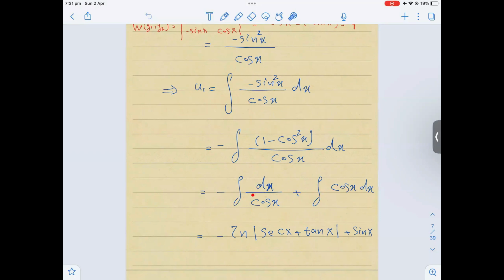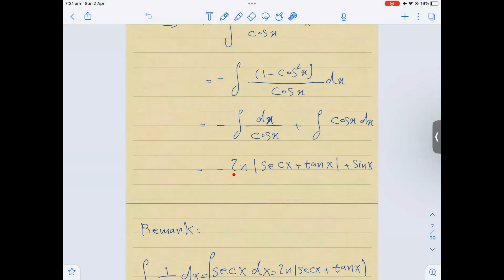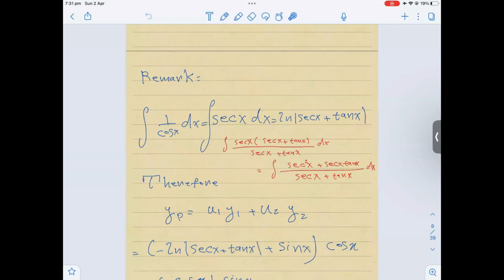The first integral is the integral of sec x, and the integral of sec x is also famous, which is equal to log of the absolute value of sec x plus tan x. For obtaining the integral of secant x, you can multiply sec x by sec x plus tan x and divide by sec x plus tan x. And you can see that the derivative of this denominator here is just the numerator. So it's easy to obtain the integral of sec x here.